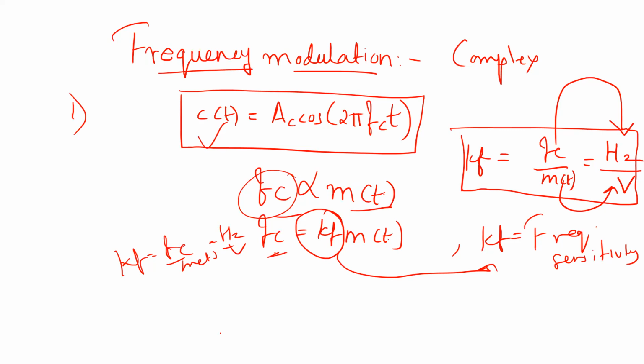Now coming to the main part, frequency modulation. What is frequency modulation? It's a technique in which the frequency of the carrier signal varies with respect to instantaneous changes in the message signal. Fc is directly proportional to m of t. Therefore, Fc is equal to Kf into m of t. What is Kf? Kf is the frequency sensitivity. What is the unit of Kf? It's hertz per volt.